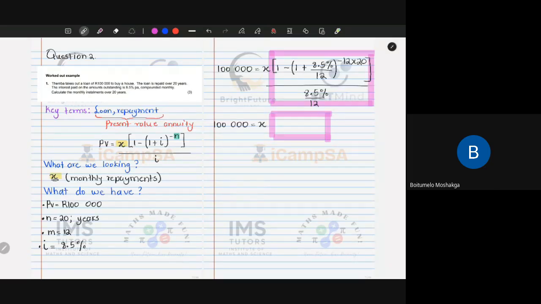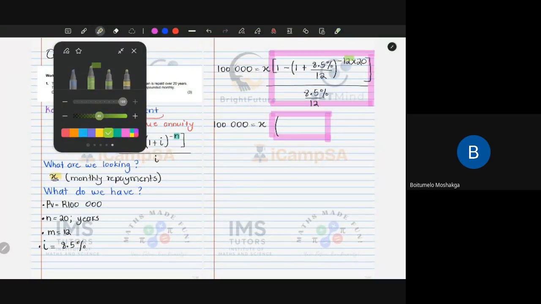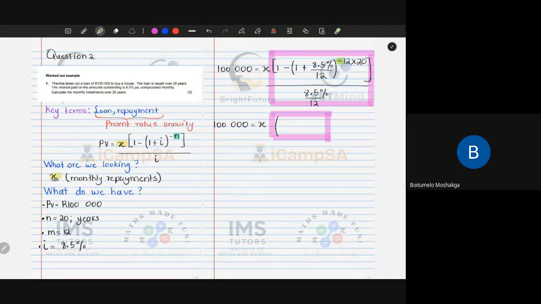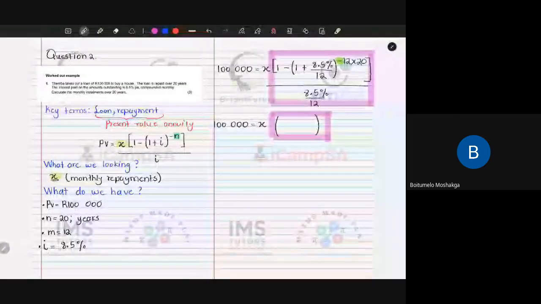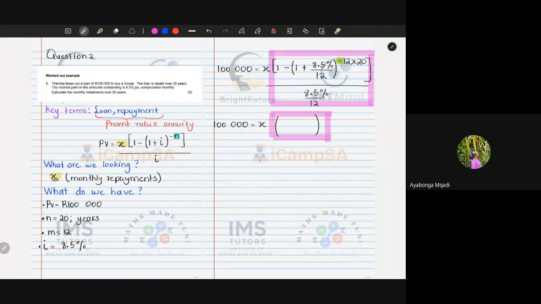Let's use our calculator, guys. I'll open the bracket. What do we get? And don't forget to put in the negative on the exponent, okay? That green part, what do we get? Anyone? It is 115.23.